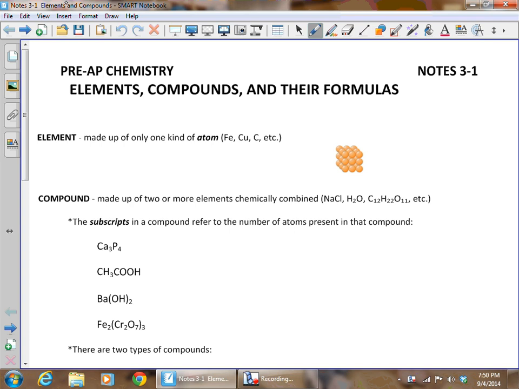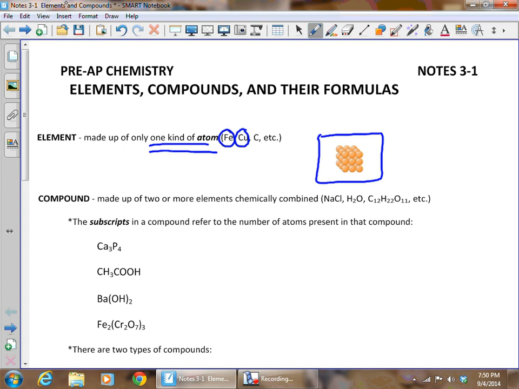Elements, for instance, are made up of only one kind of atom. If you have a bar of iron, then you have all iron atoms. They're all one kind of atom. And this is an example right here of the atoms that exist in a pure element. They are all identical. Copper, if you have something that's made up of copper, or copper wire, for instance, then every atom in there is copper.